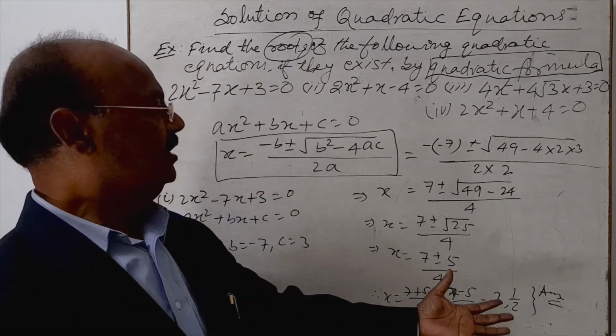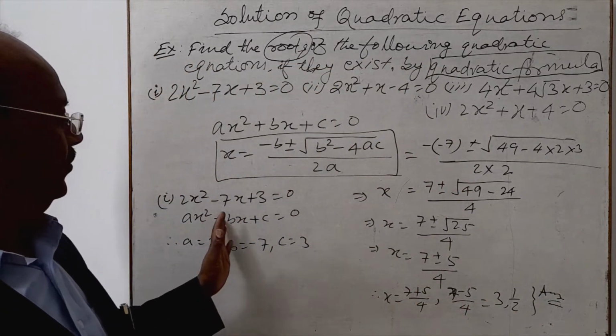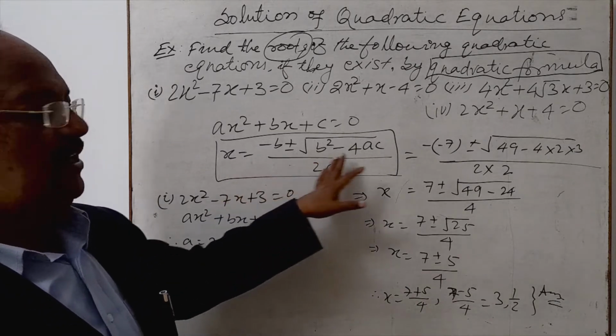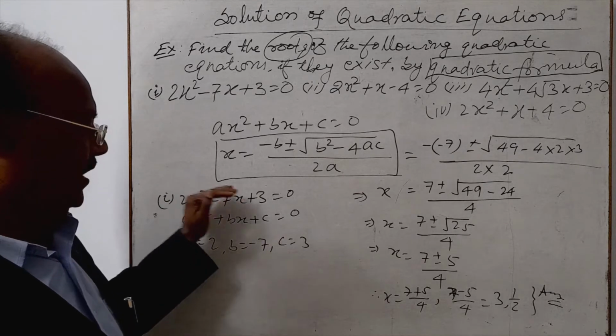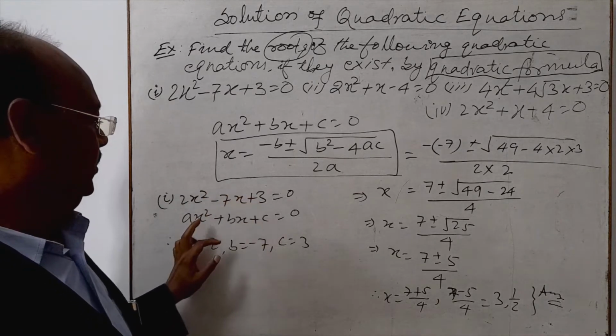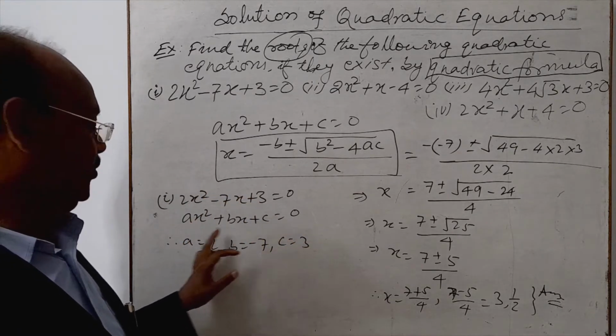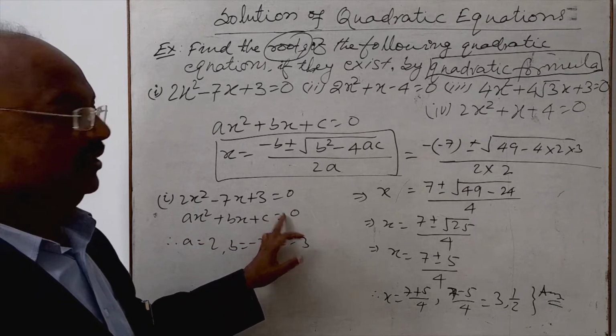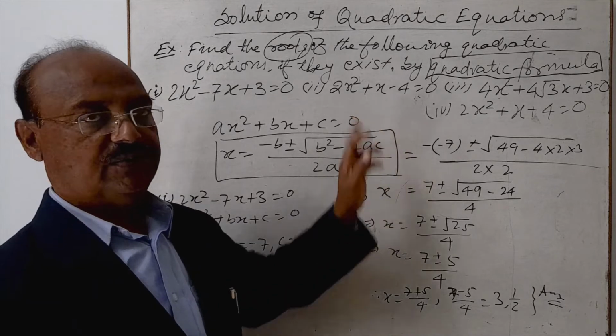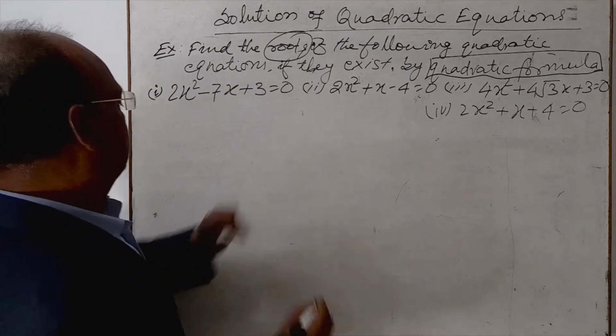Correct? Very simple. You just have to put the values of a, b and c in this quadratic formula, and you can get the values of a, b, c by comparing the given quadratic equation with the standard form of quadratic equation, ax square plus bx plus c is equal to 0. Now let us try the second question. Okay, so now let us see this second question.